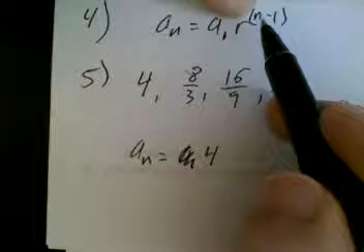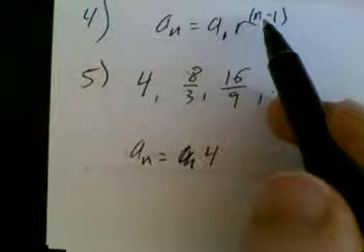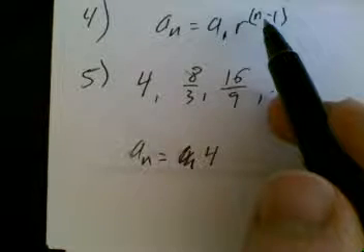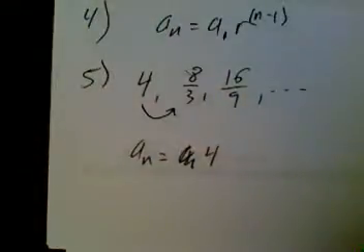I need to find out what r is. N, it wants me to find the nth term. If it's looking for the generic sequence term, the nth term, then I don't need to plug in anything for n. I just need to find out what r is. So from here to here, what did I do?